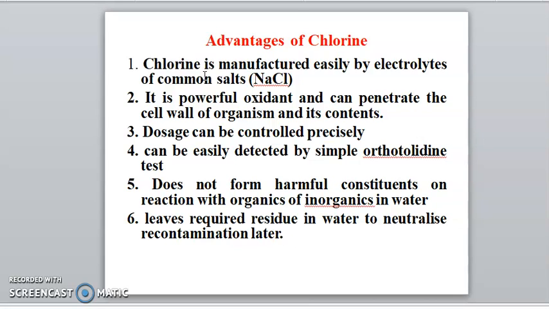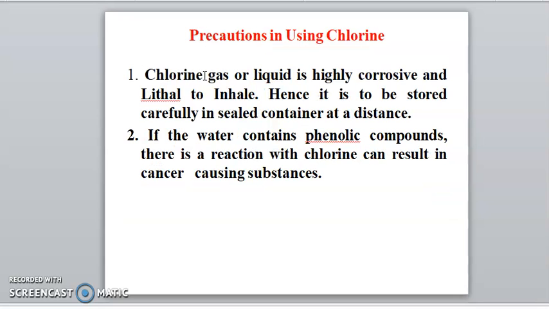Advantages of chlorine: chlorine is manufactured easily by electrolysis of common salt, NaCl. It is a powerful oxidant and can penetrate the cell wall of the organism, and its dosage can be controlled precisely. It can be easily detected by the simple orthotolidine test. It does not form a harmful reaction with the organic or inorganic matter in water. It leaves a residue in water to neutralize later recontamination. These are the advantages.